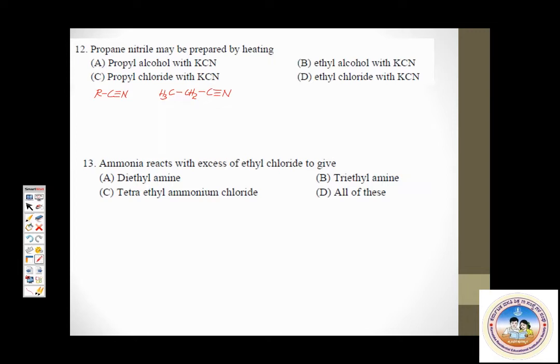Prop is the root word. If root word is prop, then there must be 3 carbon atoms only in the chain. So in the given structure, there should be only 3 carbons, not 4. So I repeat once again, don't get confused. For propane nitrile, don't write propyl group and then add nitrile group to it. That will make it 4 carbons and it will be wrong. Okay. So we now know the structure of propane nitrile. Then we'll see which method here helps us in preparing propane nitrile.